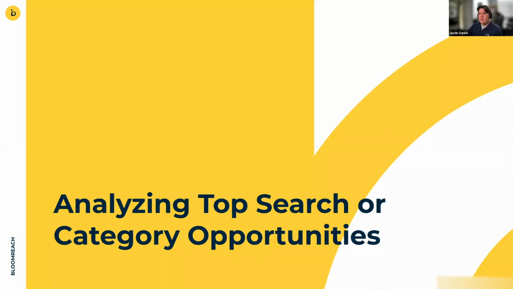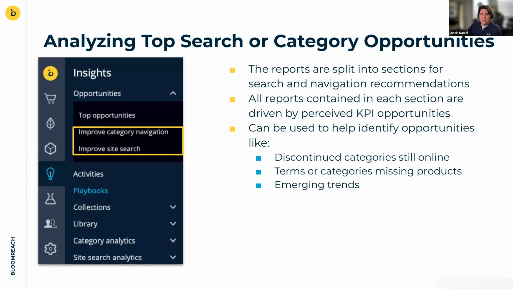All right, analyzing top search or category opportunities. So within Insights, you have an opportunity section that I've expanded for the screenshot you see here to your left. These reports are split into, there's 3 sections technically, but the ones I find to be the most useful for a multitude of reasons are improved category navigation and improved site search. What this is really doing is looking at the top opportunities as identified by algorithms and the patterns that they observe within each of these.